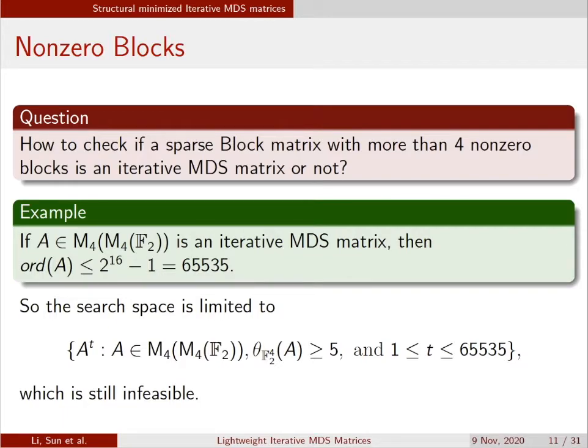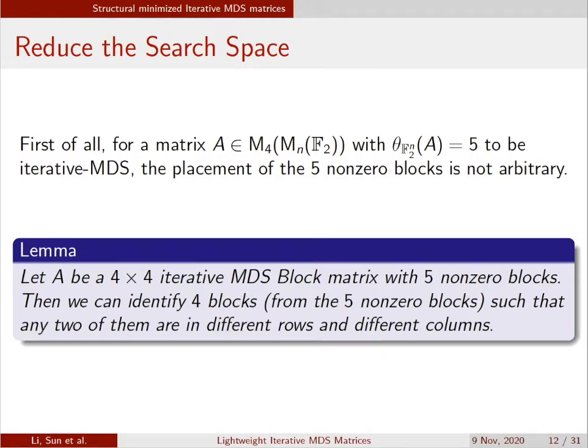That is, we could find the same matrices in the chain of power. So the search space is limited to the matrix with more than five non-zero blocks, and we calculate its order up to 2 to the 16 and check if it's MDS or not. But the space is too big and it's infeasible. So we have to reduce the search space.